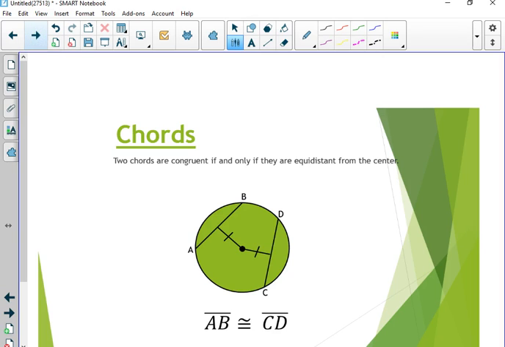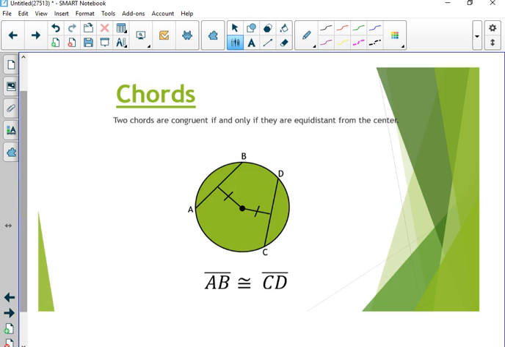All right, new concept. Two chords are congruent if and only if they are equidistant from the center. Same distance. Okay? So AB is congruent because they're both the same distance from the center. And it works the other way also. So if I had this chord, and I knew those were the same, and I had this situation, since I know the chords are the same, then I also know that these are the same. So it goes both directions.